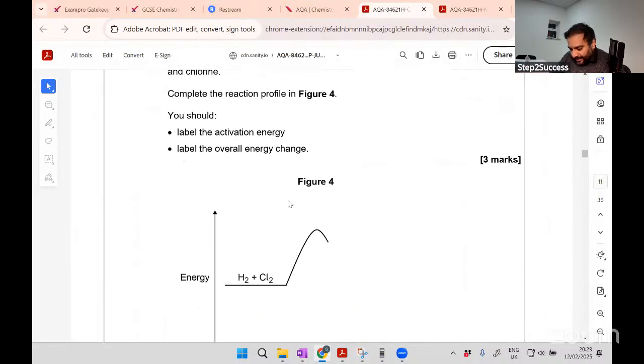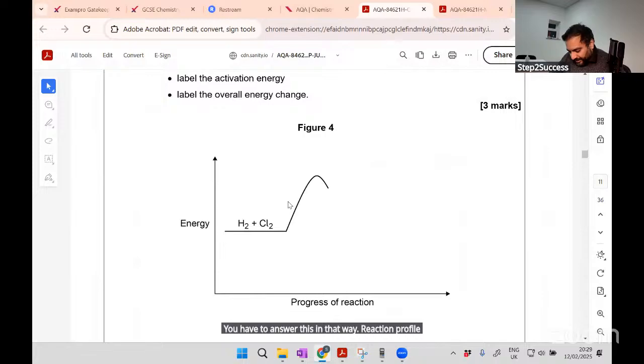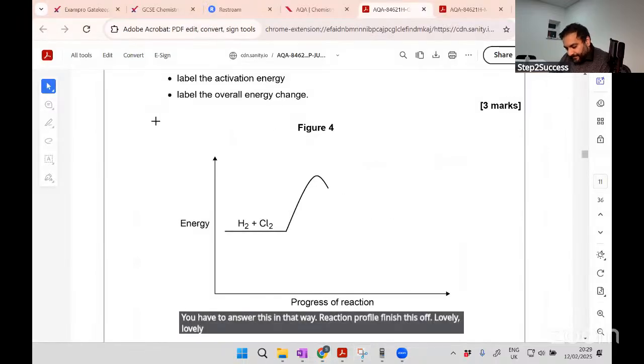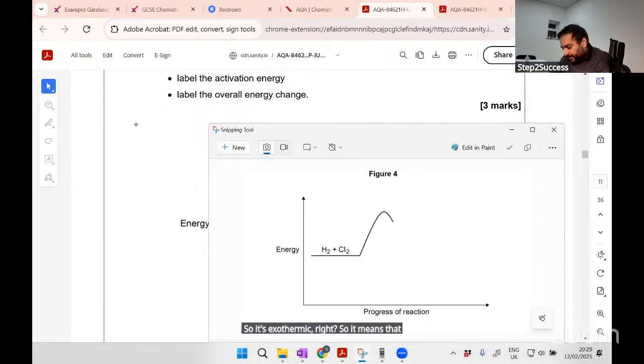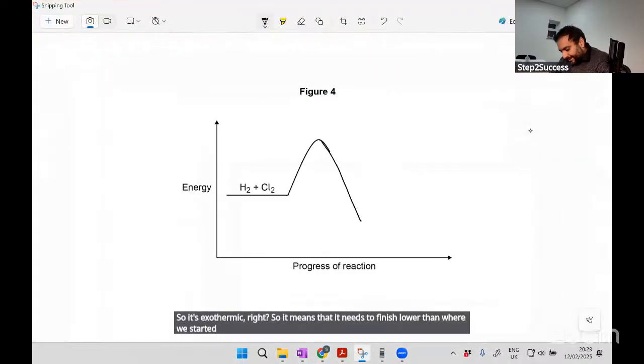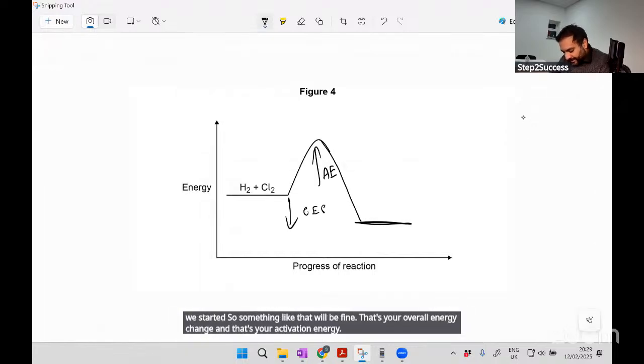Reaction profile. Finish this off. Lovely question. So it's exothermic, right? So it means that it needs to finish lower than where we started. So something like that would be fine. That's your overall energy change, and that's your activation energy. And that is the answer.